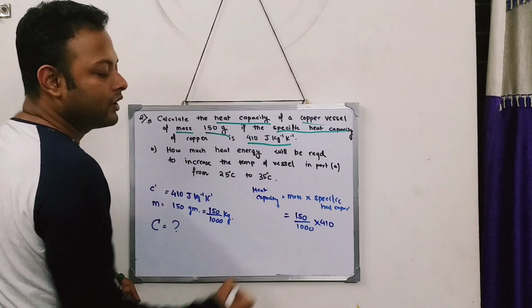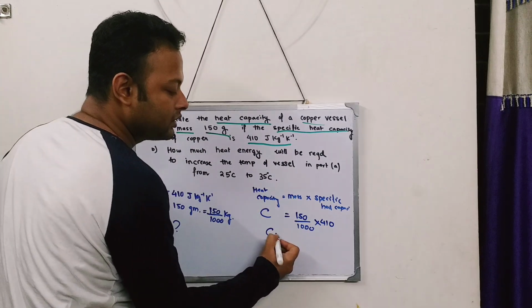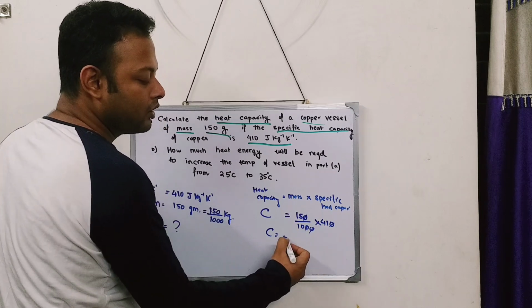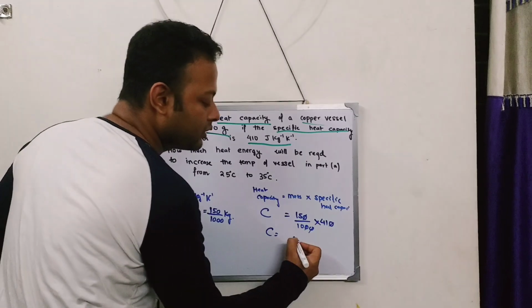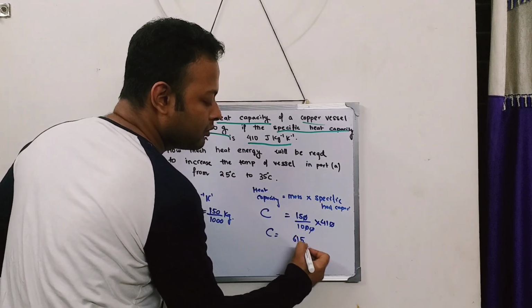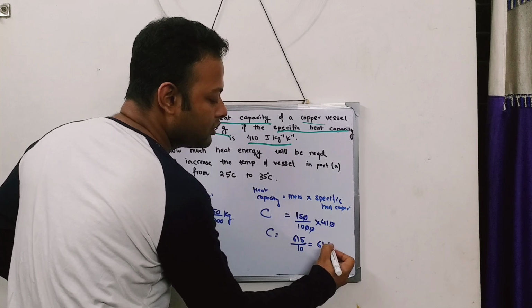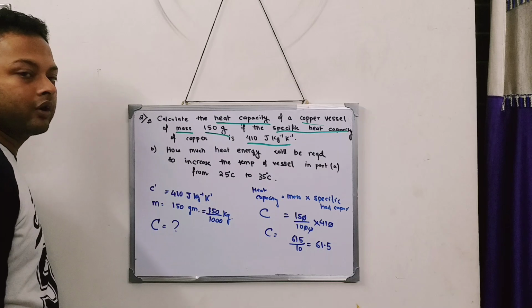410. And you have to find the heat capacity, which is denoted by capital C. So the capital C is equal to how much? Cancel. 1, 2, 1, 2. Now 15 into 41, how much will it give? 615. 615 by 10, which is equal to 61.5. So capital C is 61.5.